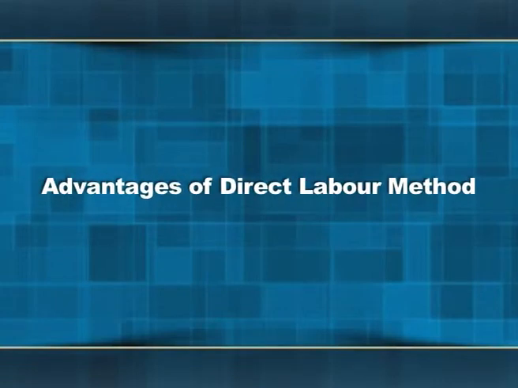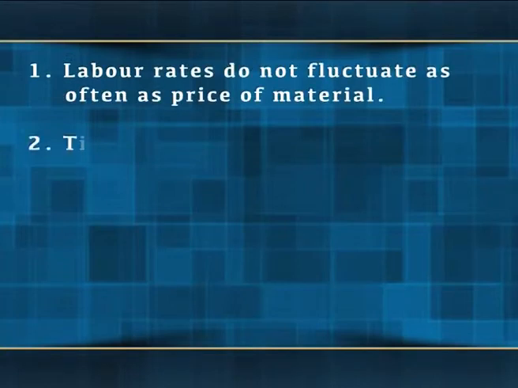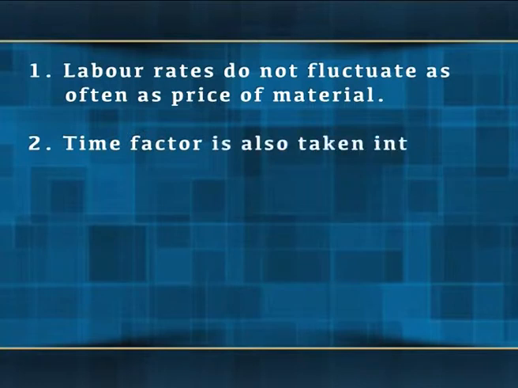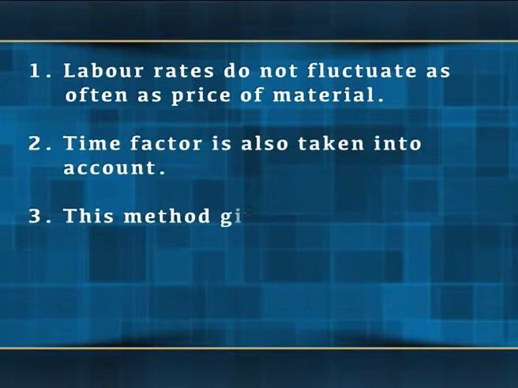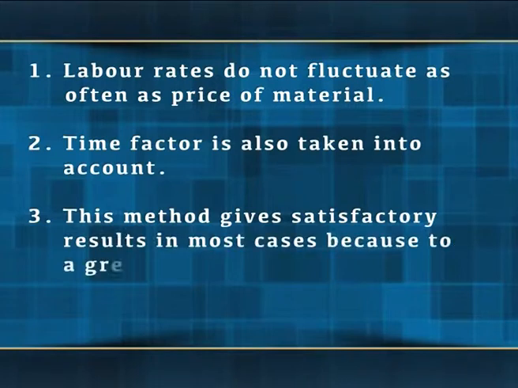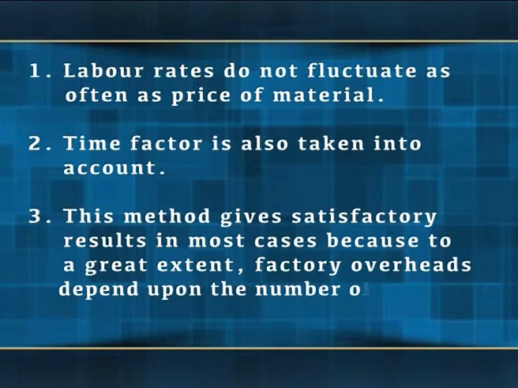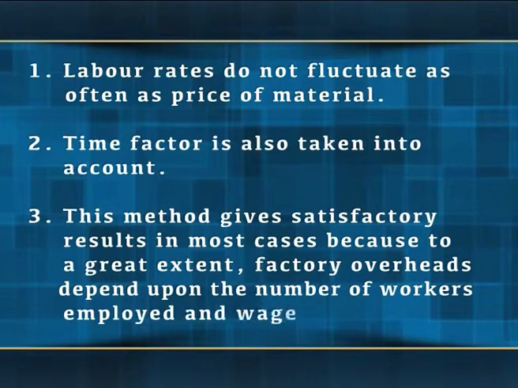Now let us look at the advantages of direct labor method. Number 1, labor rates do not fluctuate as often as price of material. Number 2, time factor is also taken into account. Number 3, this method gives satisfactory results in most cases because to a great extent factory overheads depend upon the number of workers employed and wages.